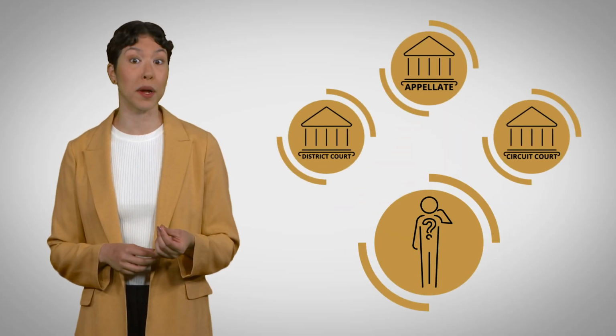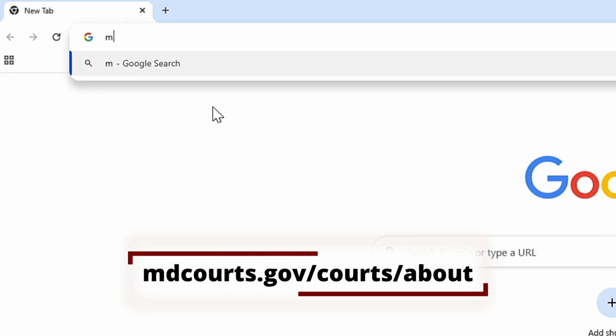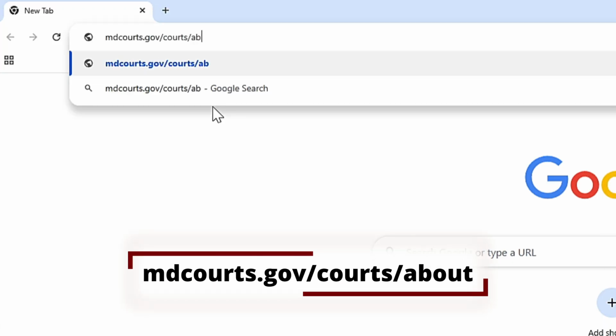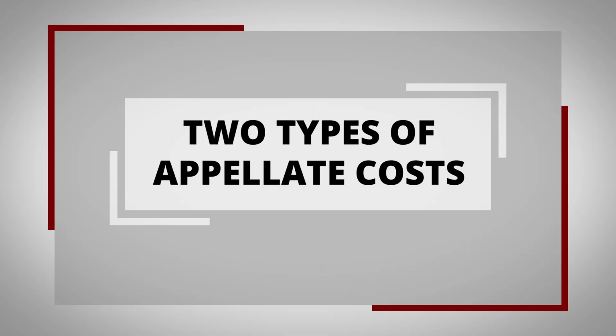Before you begin the process of appealing your case, be sure you understand the different court levels in Maryland and which court will consider your appeal. For more information, visit mdcourts.gov/courts/about. First, let's talk about the two types of appellate costs.